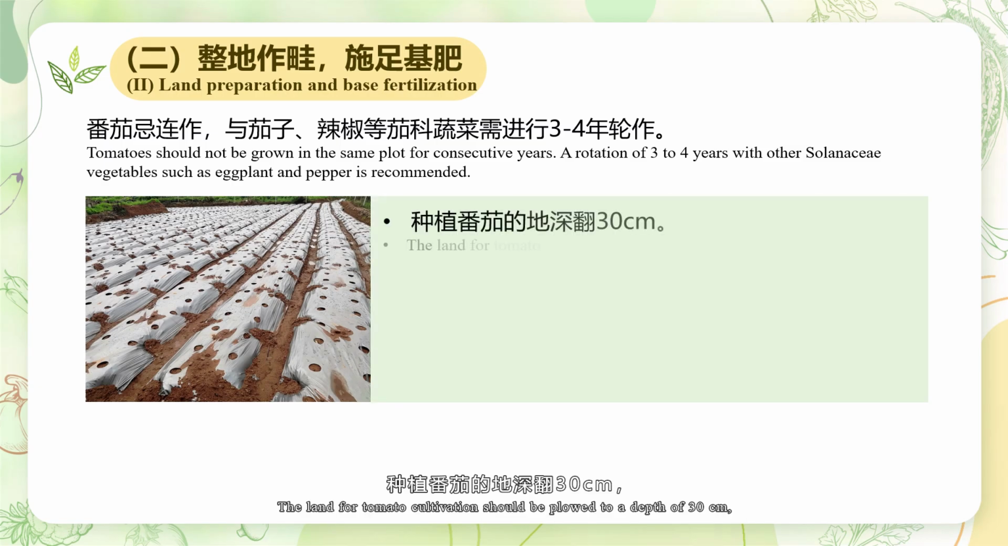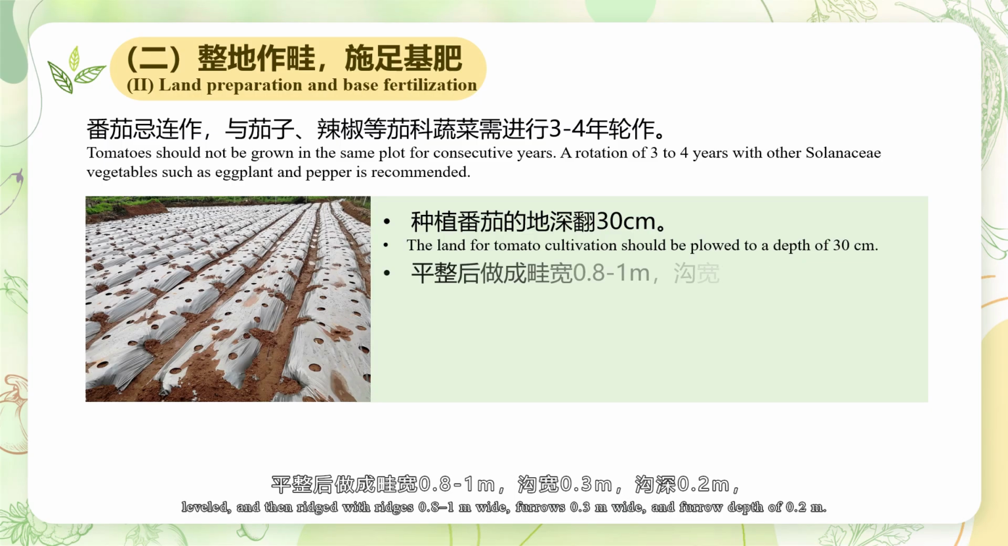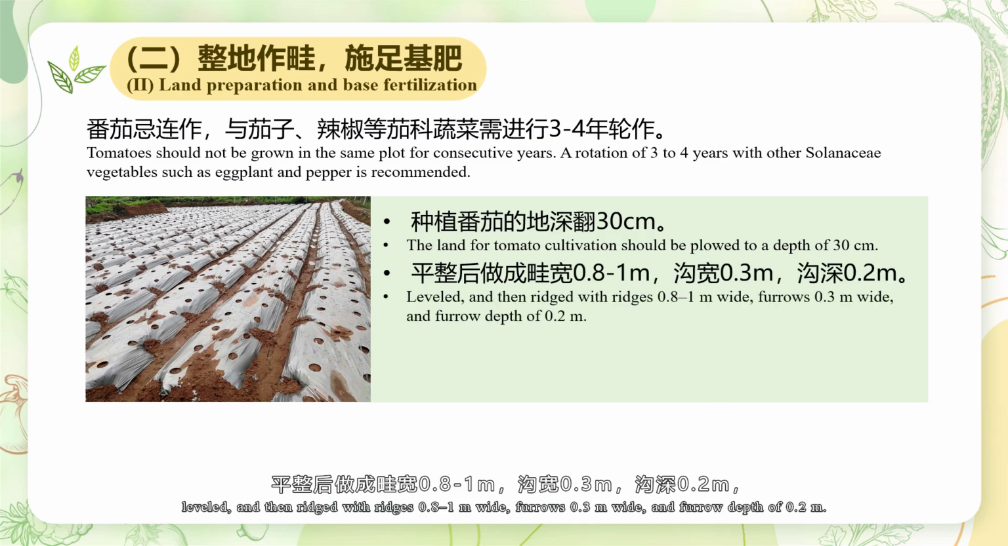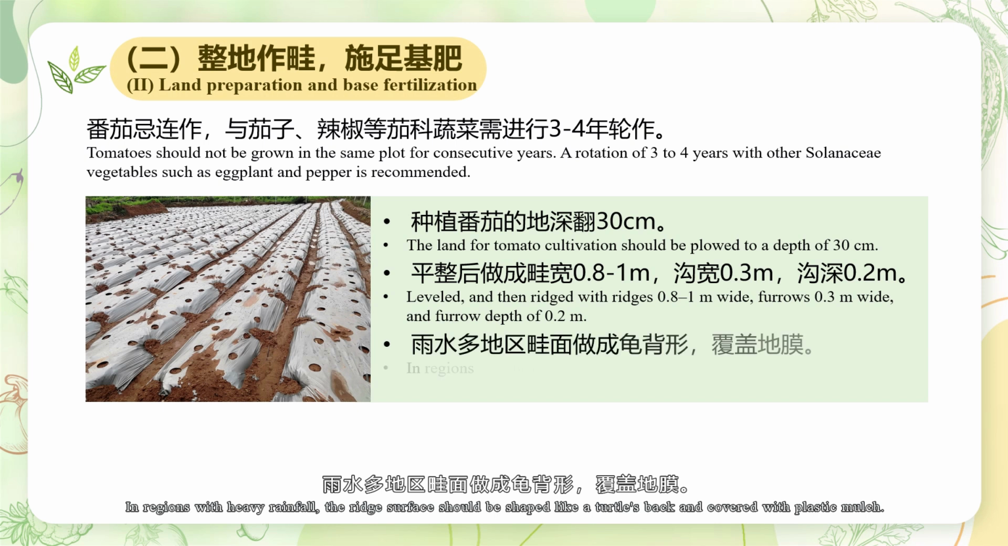The land for tomato cultivation should be plowed to a depth of 30 centimeters, leveled, and then ridged with ridges 0.8 to 1 meter wide, furrows 0.3 meter wide, and a furrow depth of 0.2 meter. In regions with heavy rainfall, the ridge surface should be shaped like a turtle's back and covered with plastic mulch.